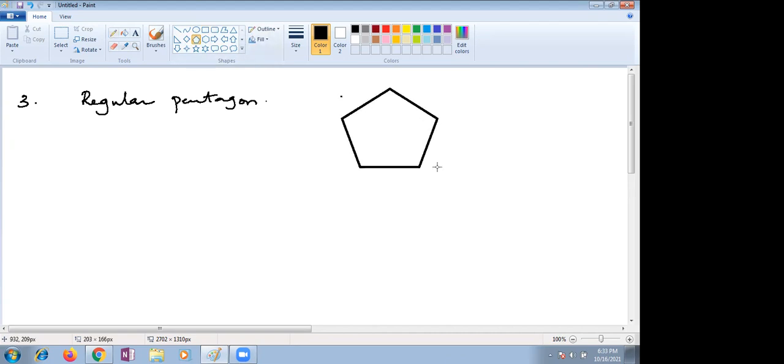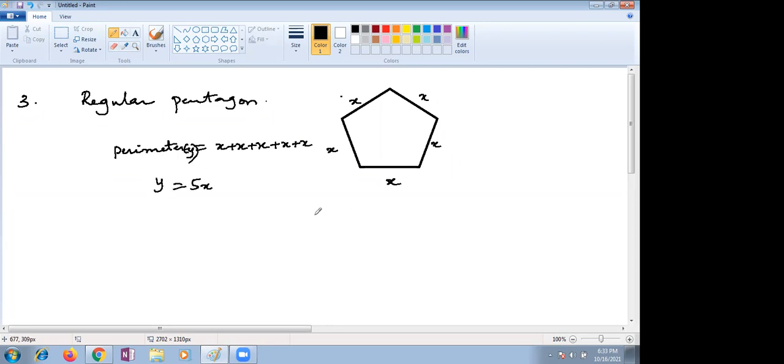I will draw the pentagon. So the pentagon is given, children. The side of the pentagon is x centimeters. It is a regular figure, so all sides are equal. And the perimeter is given as y centimeters. What is perimeter, children? Perimeter is nothing but the length of the boundary. What is the length of the boundary? x plus x plus x plus x plus x, 5x. So the perimeter is already given as y, children. So y equals 5x.